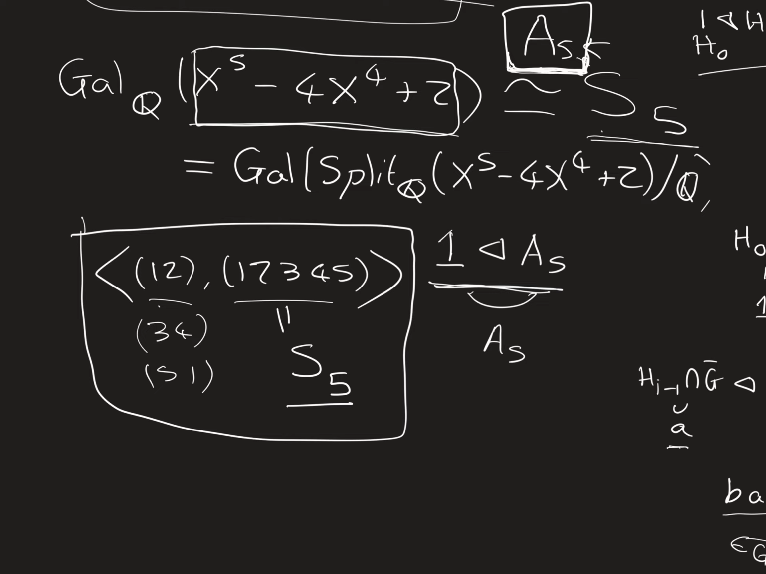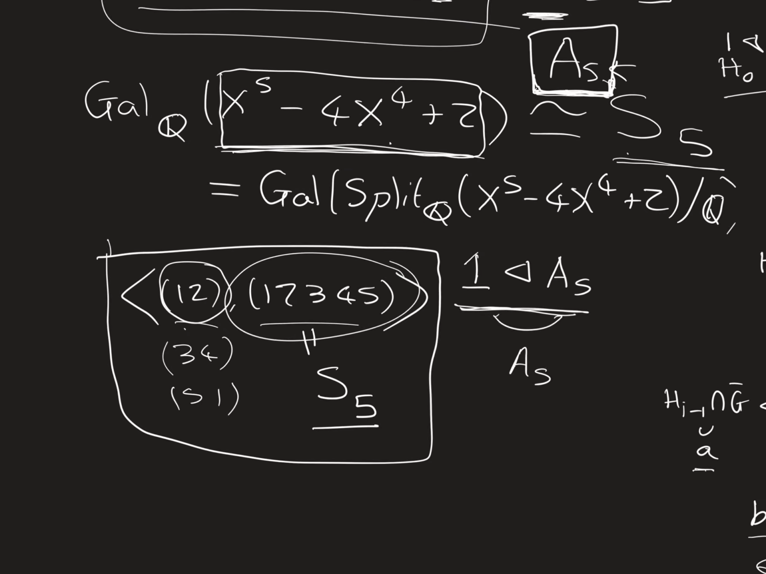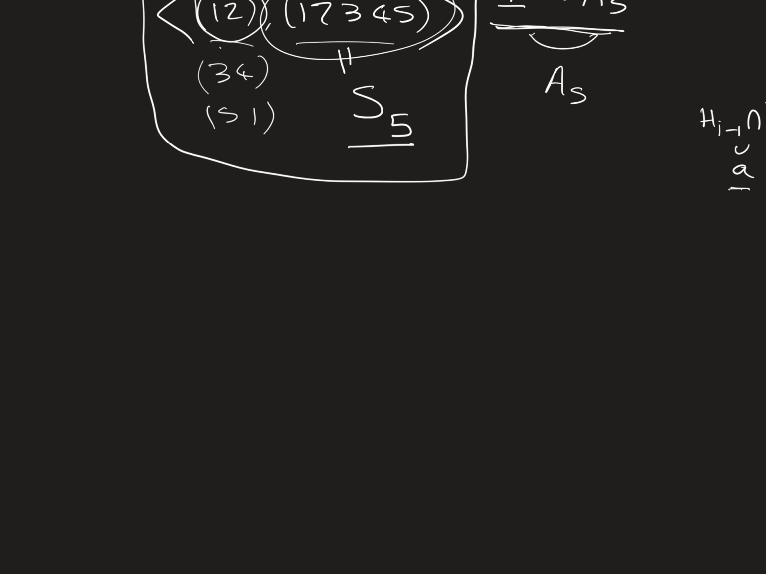Okay, so now back to the Galois theory bit. Why is it the case that this polynomial's Galois group is the entirety of S5? Well, the way we're going to do it is by showing that there is a transposition in its Galois group and there is a 5 cycle in its Galois group. So let's start with the explanation for why there's a 5 cycle in its Galois group.